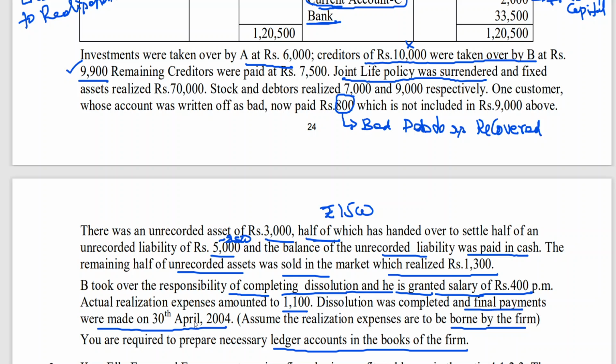During these 4 months, if they have carried out their business, again for a 4 months period, you need to prepare final accounts. But in this problem, that has not been mentioned. Dissolution was completed. Final payments were made on 30th April 2004 has been given. So that means during these 4 months, no activity, that means no trading activity has taken place.